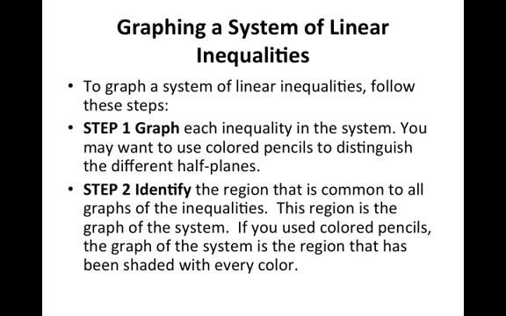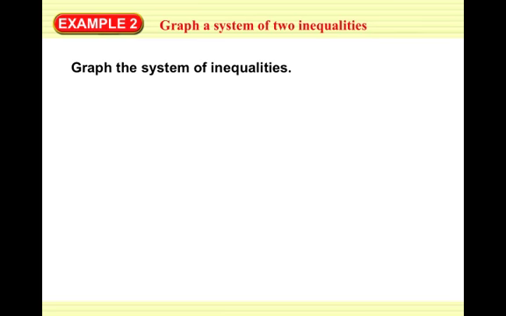So to graph a system of linear inequalities, you follow these steps. You graph each inequality in the system. You may want to use colored pencils to distinguish the different half planes. It makes it look pretty. And then you want to identify the region that is common to all graphs of the inequalities. This region is the graph of the system. If you used colored pencils, then the graph of the system is the region that has been shaded with every color.